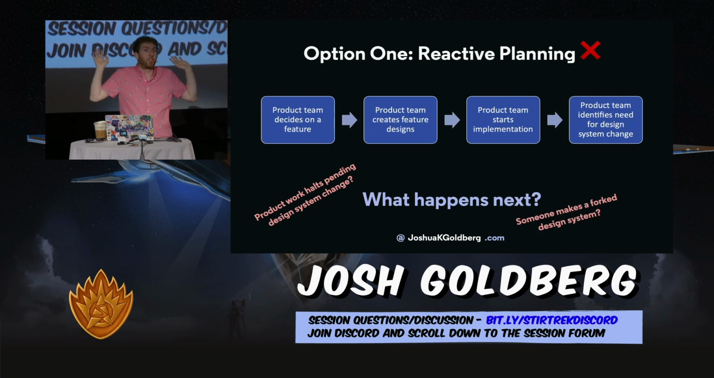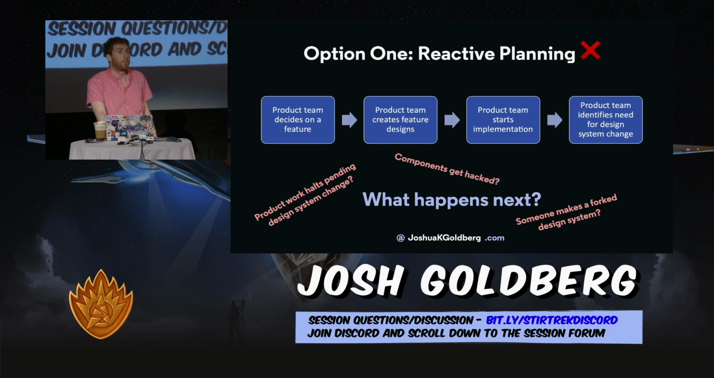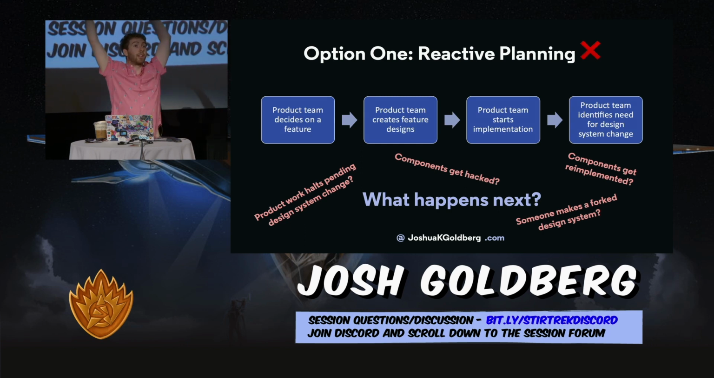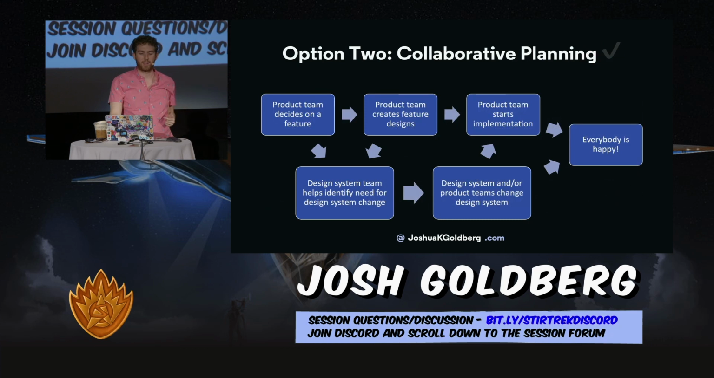I've literally seen a giant copy and paste of a design system because someone needed one new feature and then eventually it just kept growing. It was horrible. People might hack the components. They might hack the internals. Or they might just copy and paste the specific components. None of these are good options. So you want to get involved early. You want to collaborate as soon as possible.